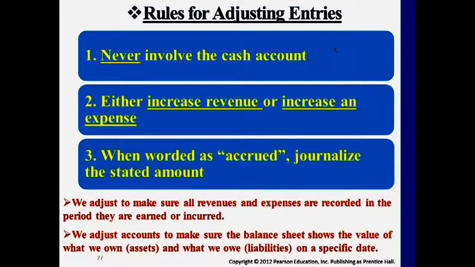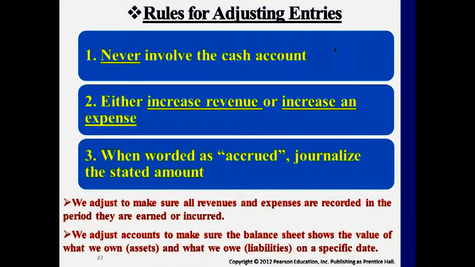Now some of the rules for adjusting entries, the upper title is Rules for Adjusting Entries. It never involves the cash account. Okay, this is an adjustment that ties to one of the transactions that happened earlier. Like the supplies example, if you purchase supplies in the beginning of the year, what we're trying to do is recognize the part of supplies that disappeared, that we used up. So the payment is already made before.